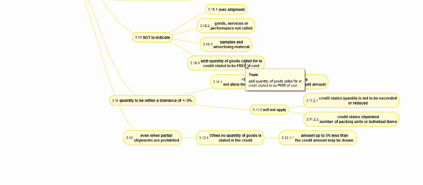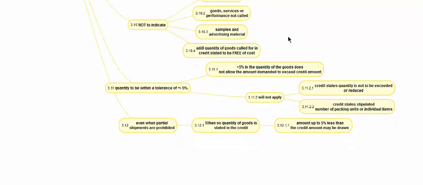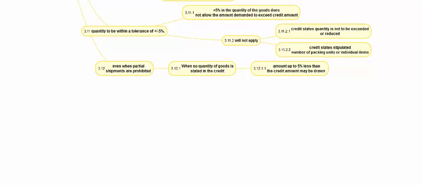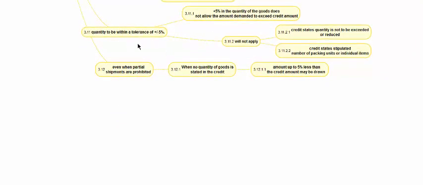So additional quantity of the goods called for by the credit, samples or advertising materials or goods not called for should not be mentioned. And whatever has been called for, it should not be overshipped. That is additional quantity of those goods. Even if it is mentioned as free of cost, it should not be overshipped. Quantity. The quantity drawn under the invoice can be plus or minus 5%.